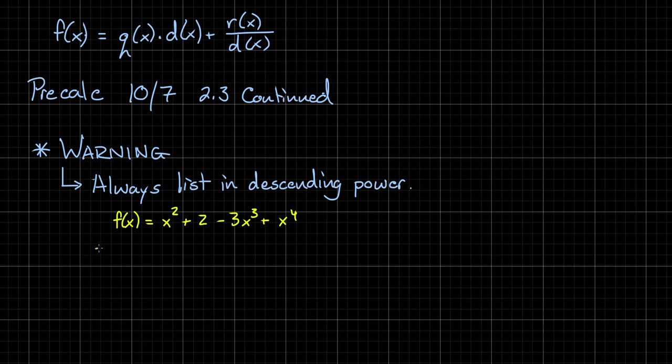This thing would become what if we rearranged it? X to the 4th, minus 3x cubed, plus x squared, plus 2. I have an issue with being able to descend here at this point in time. What's after x to the 2? So it should be x to the 1, right? Which is actually going to be my second warning, but it's going to fill in here as well. Always list in descending powers.